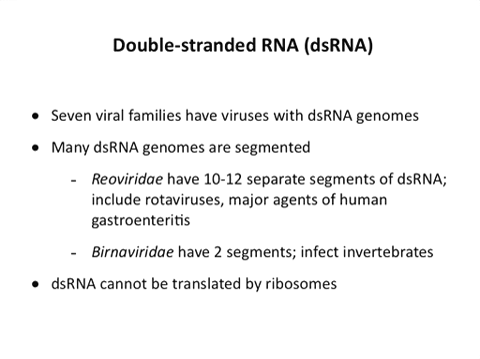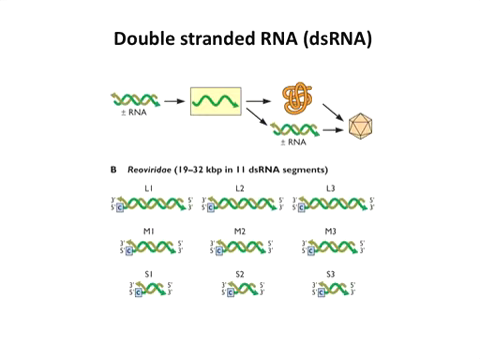Now, double-stranded RNA can't be translated by ribosomes. The only thing that can be translated by ribosomes is mRNA. So that's easy to remember. So double-stranded RNA doesn't work. So this has to be made into mRNA in some way. And that's what these viruses do.